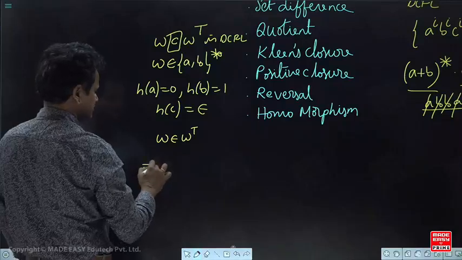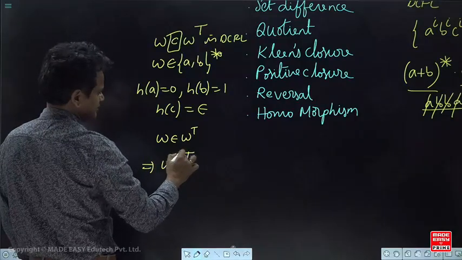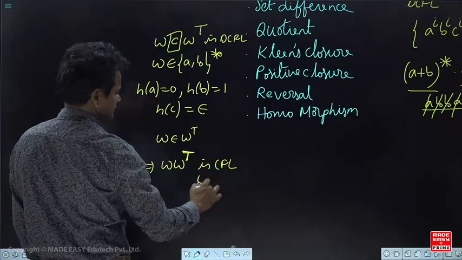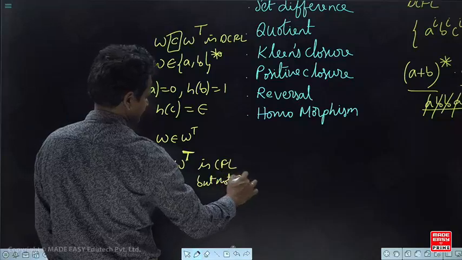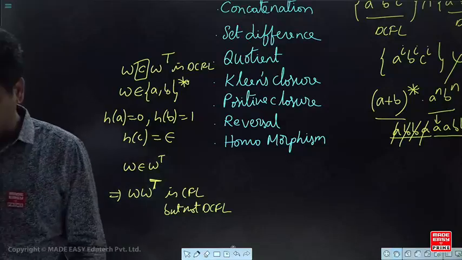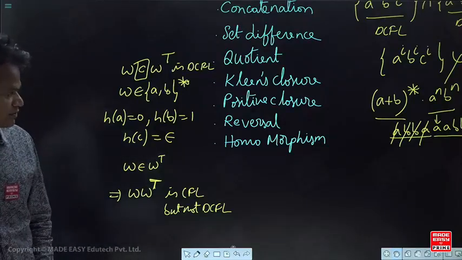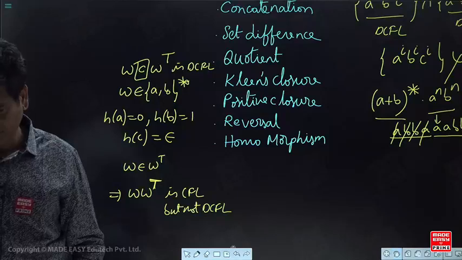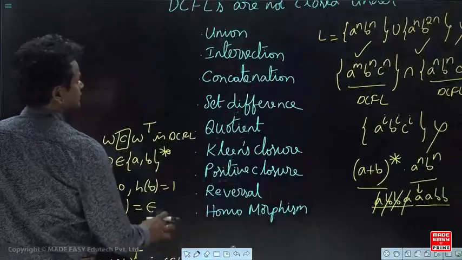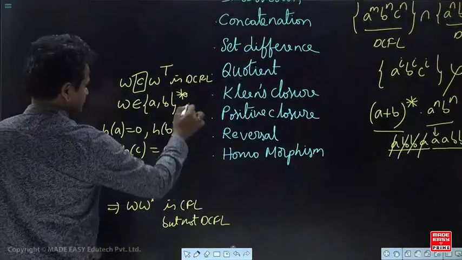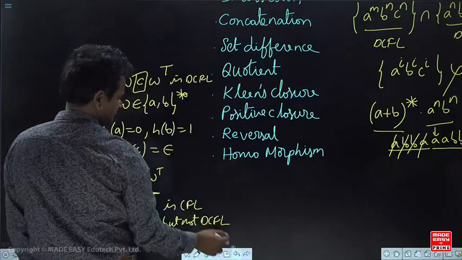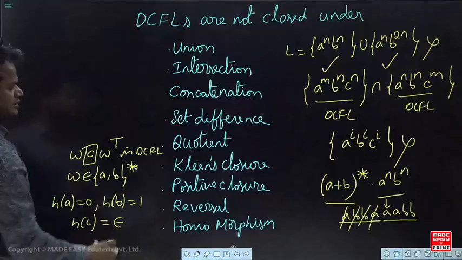So then what will this be? This will be w transpose. W transpose is what? It is CFL, but not DCFL. Okay. So DCFLs are not closed under homomorphism. Now, so you can copy this. So not closed under union. Are you copying? Not closed under.